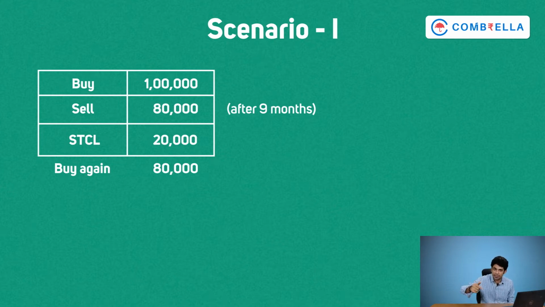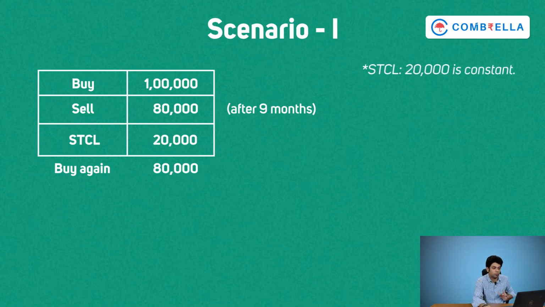That's why you are buying the shares again at 80,000 and you are booking a short-term capital loss of 20,000, so that you can adjust it with the gains of some other company. Remember this: you have booked the short-term capital loss of 20,000, and keep this in mind as I will be using this many times in the video.